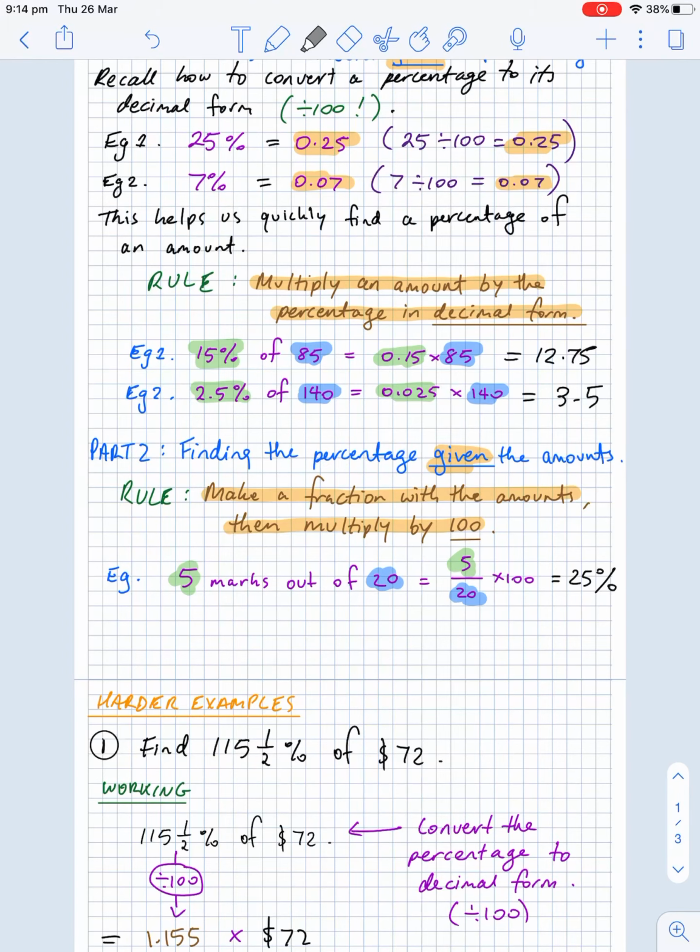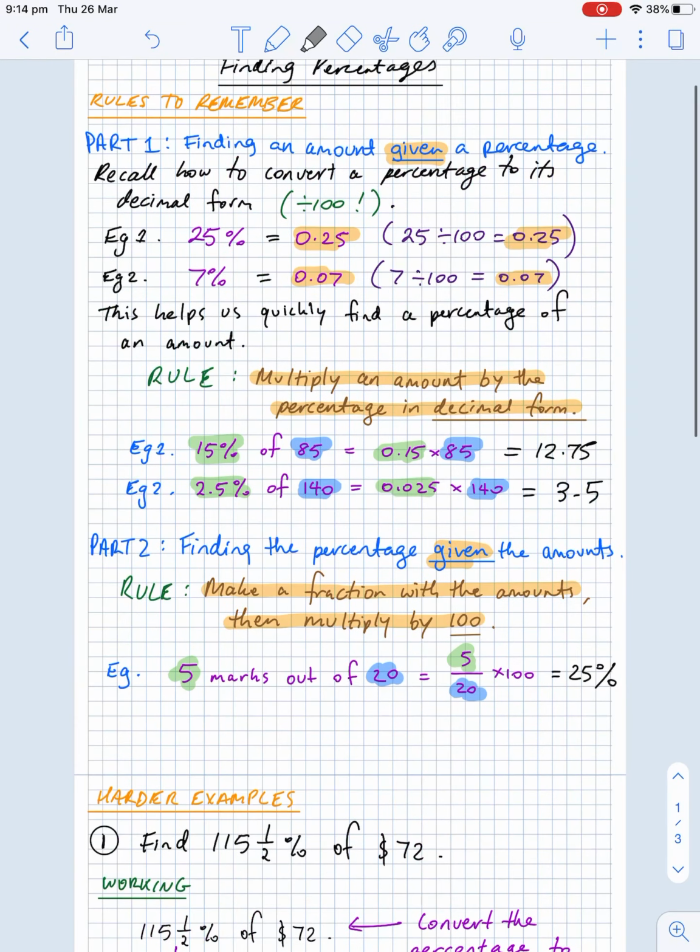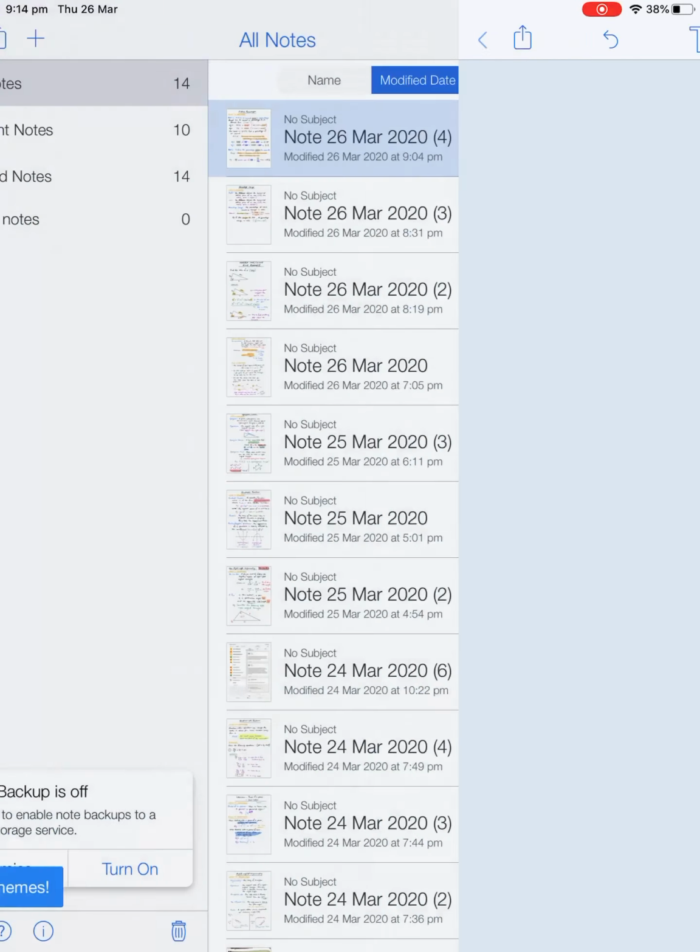Okay, part two is when you want to find the percentage and I give you the amounts. So this is where I won't give you a percentage. You have to find the percentage. So look at this question, guys. There's no percentage here. You need to find the percentage. So what you do is you follow this rule. You just make a fraction and then multiply it by 100. Simple as that. So 5 marks out of 20. It's like you got 5 out of 20 on a test. You make a fraction, 5 out of 20, and then just times it by 100. And you get the percentage which you got. So in this case, they only got 25%. So that is the second type of question. You'd be surprised how many people get these strategies mixed up.